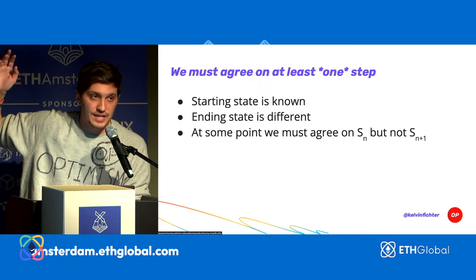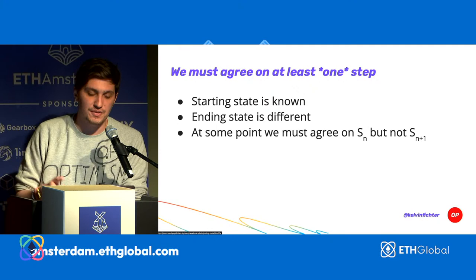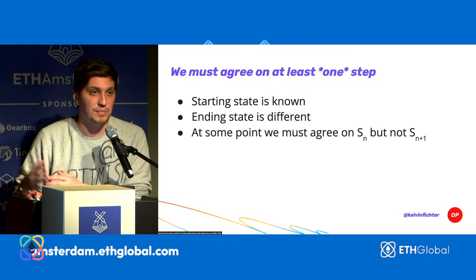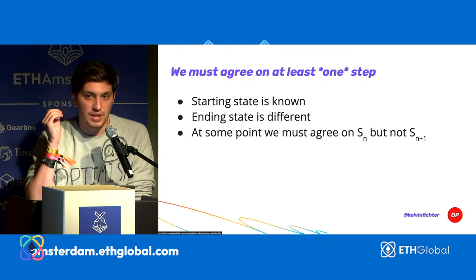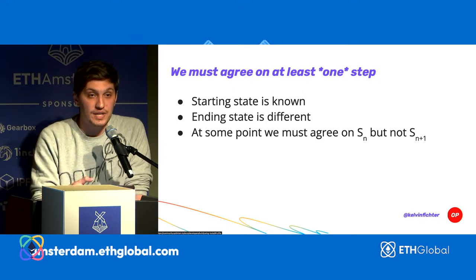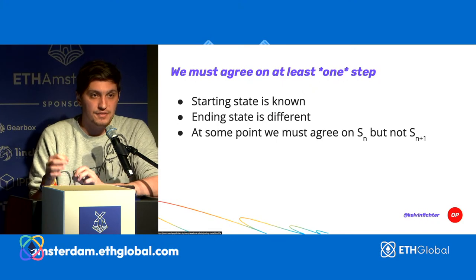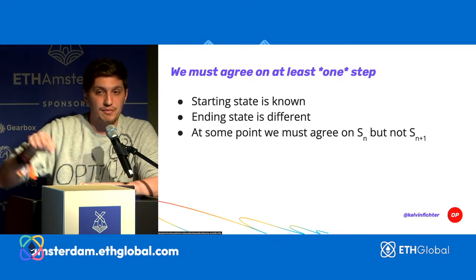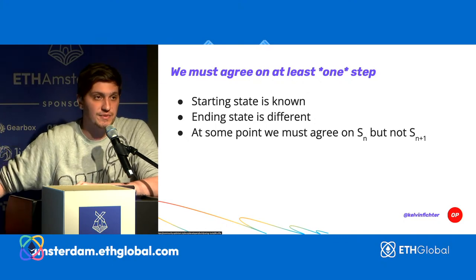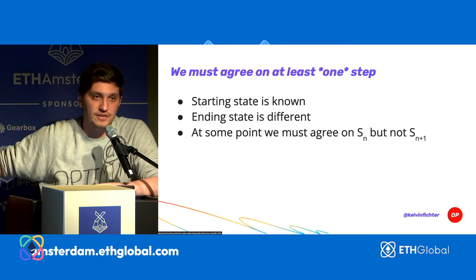We agree on step zero because, if you think about it from the optimistic rollup standpoint, let's say each one of the steps corresponds to a block. If I'm challenging block N, it's because I disagree with the result that was published for that block. But doing that is an implicit statement that I agree with the result of block N minus 1. Because if I didn't agree with block N minus 1, I would have challenged N minus 1 instead. So you can follow this logic backwards and backwards.